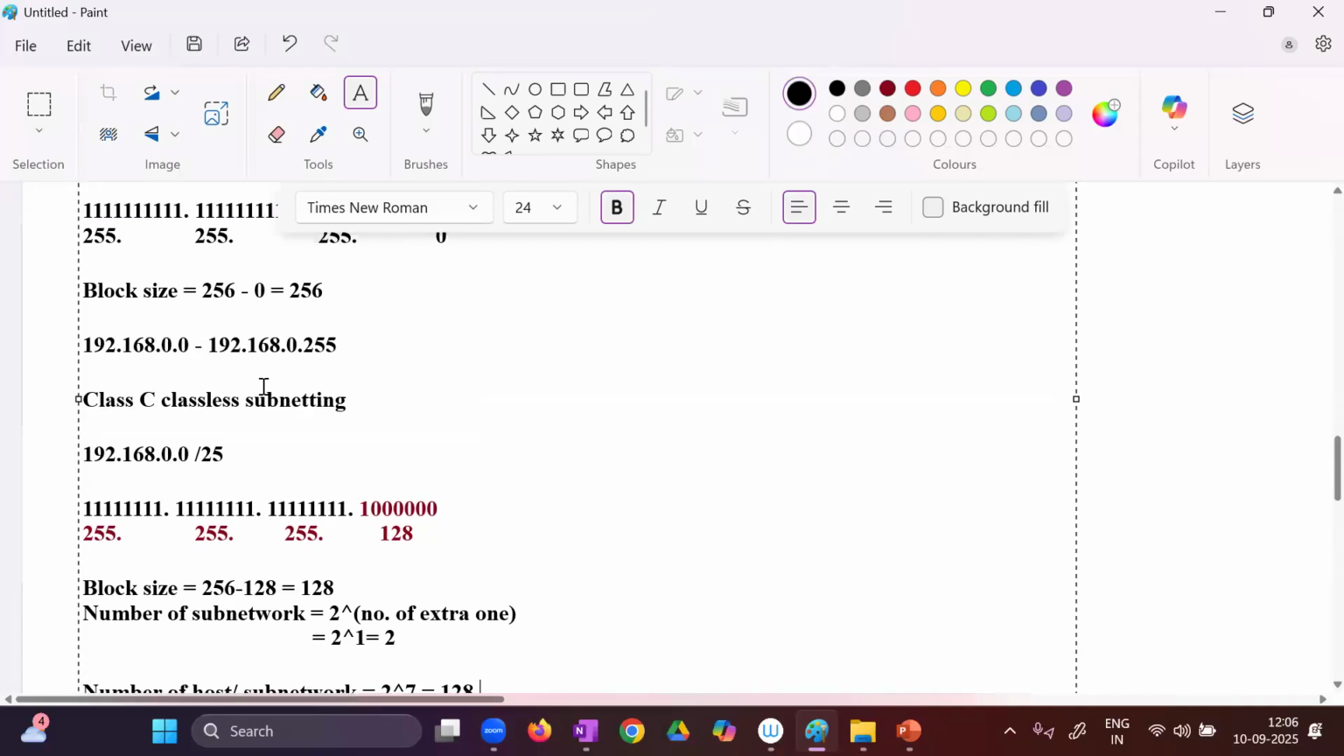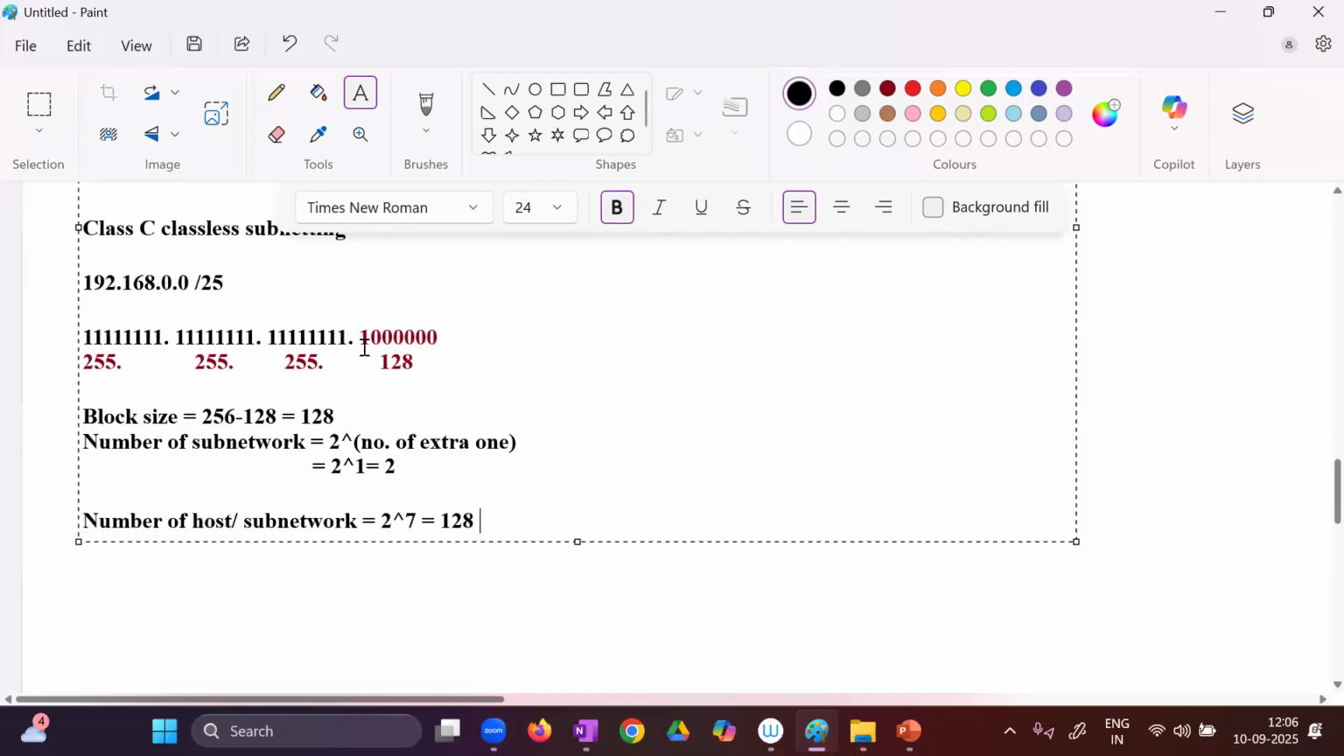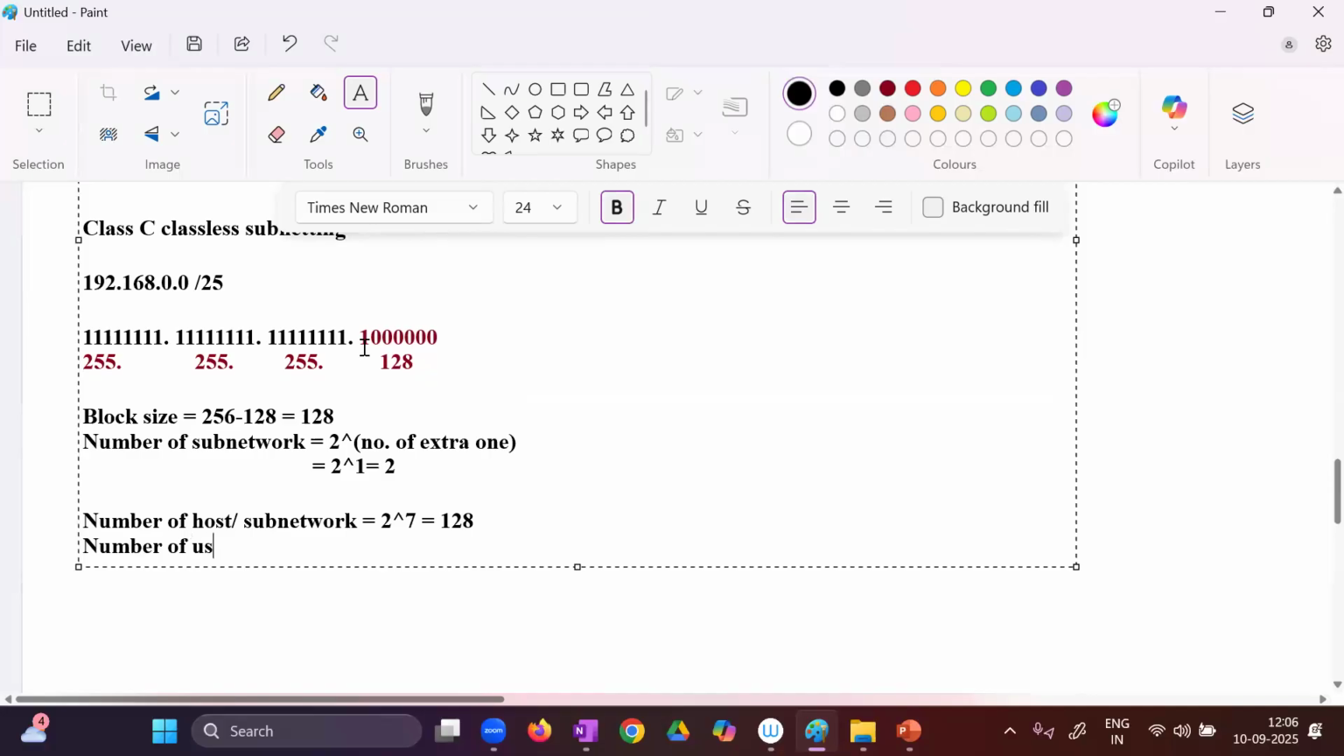See, whenever you write the range, the first one is what? Network address. The last one is what? Broadcast address. So you always have to subtract 2 from that. Then only you will get the host addresses, that is called IP addresses. So what will you write? Number of usable hosts per subnetwork is equal to 128 minus 2. That is going to be 126.